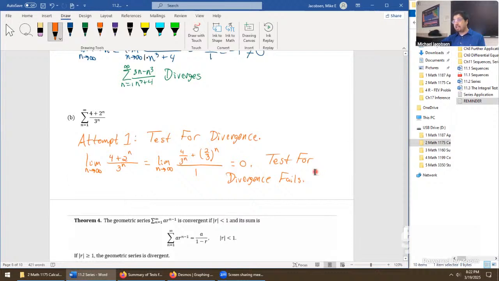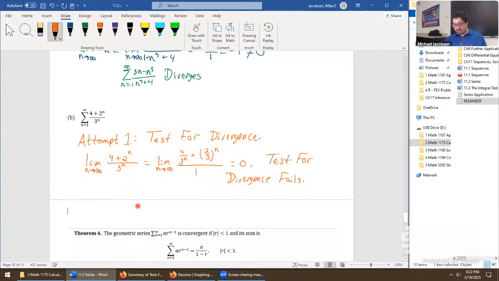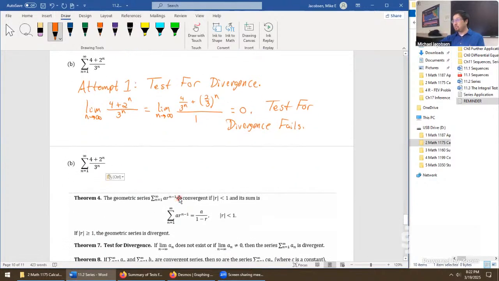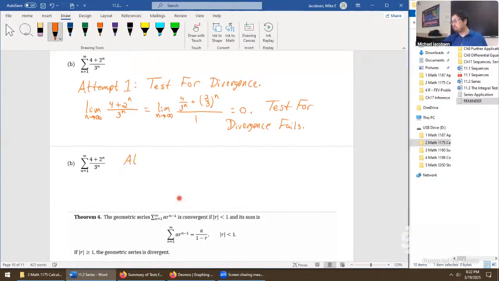And you know, if this ever happens in an exam setting, if you ran out of time and just left this problem like this, it is partial credit. You did attack it. You found out that test for divergence doesn't apply. It's not a full solution, but it is good information. So now here is attempt 2. Any questions at all, folks, with why the test for divergence gives us no conclusion?